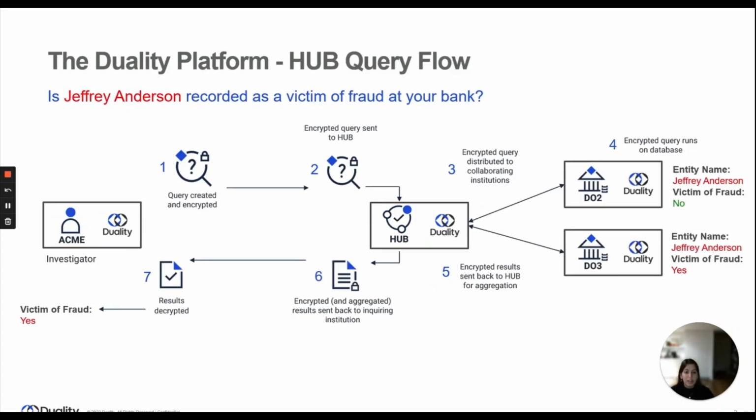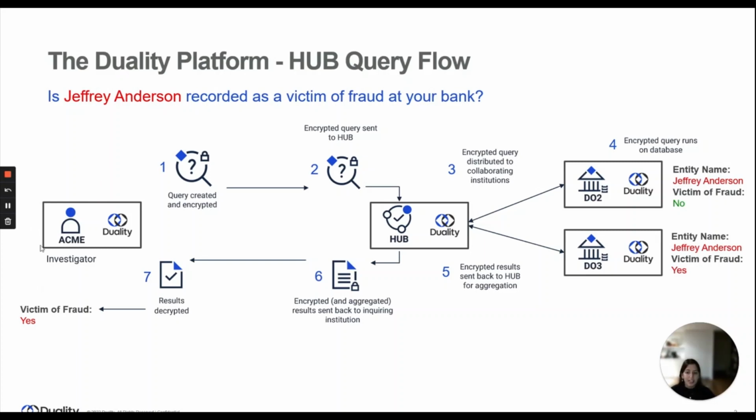Before we run some queries, let's take a look at the hub query flow. Let's say we've received a fraudulent alert on Jeffrey Anderson, and we would like to check if Jeffrey Anderson is also recorded as a victim of fraud at the other financial institutions. We will send out this query with Jeffrey Anderson being the encrypted predicate. This is how it's going to go.